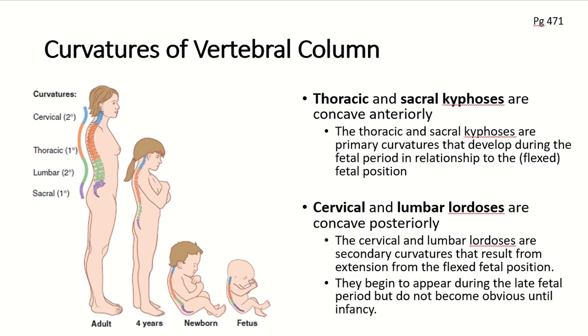In adults, we have 4 curvatures that occur in the cervical, thoracic, lumbar, and sacral regions. If we have, for example, thoracic and sacral kyphosis, this is where we get a concavity anterior. And if we have cervical and lumbar lordosis, this is where we are concave posteriorly. Okay? When the posterior surface of the trunk is observed, though, what you can see, especially in the lateral view, is that you can actually see the normal curvatures of the spine. 2 degrees in the cervical region, 1 degree in the thoracic, 2 in the lumbar, and 1 in the sacral.